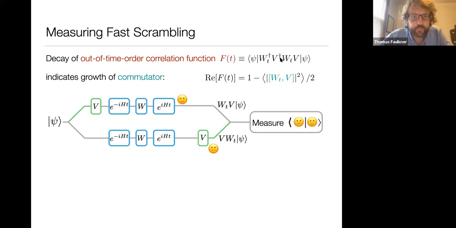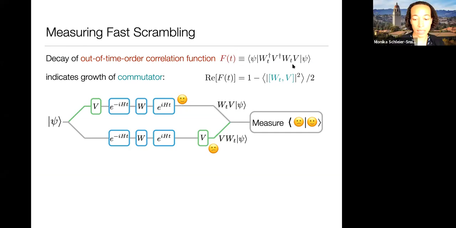Okay, good. So we had written down this expression that would take the overlap between applying V and then the time evolved operator W, or first applying the time evolved operator W and then going back in time and applying V. So this is a 4-point correlation function.